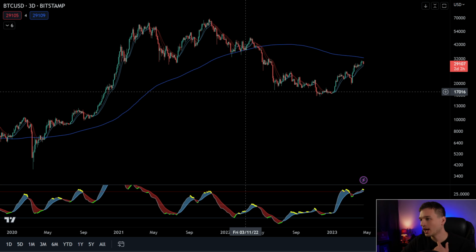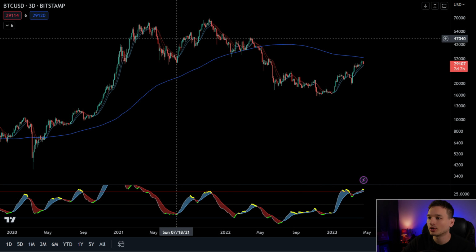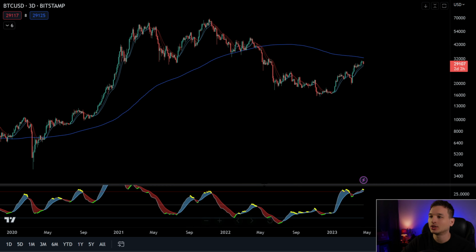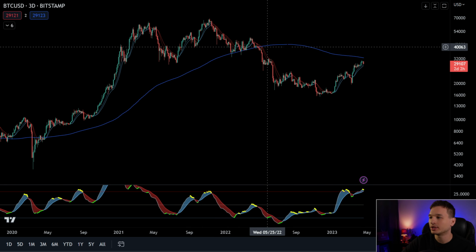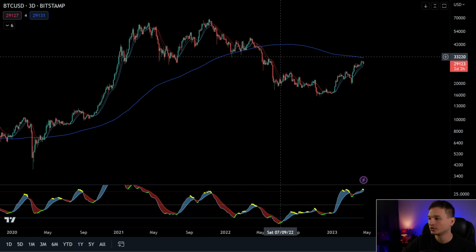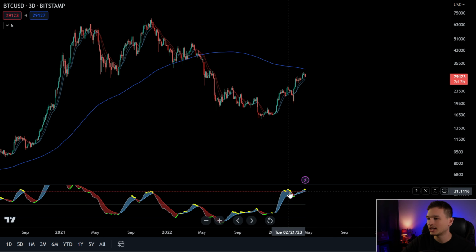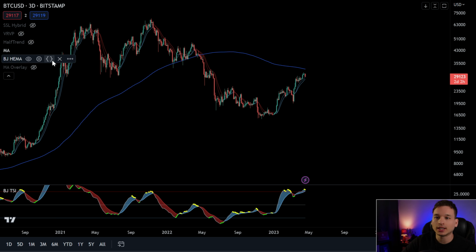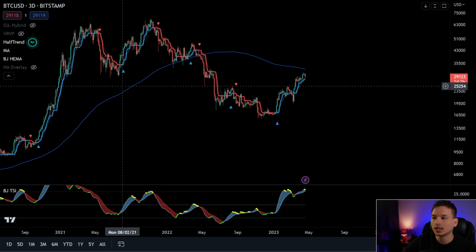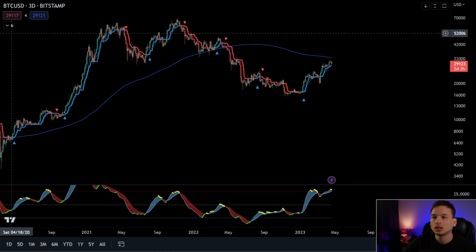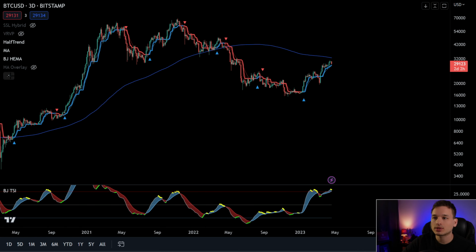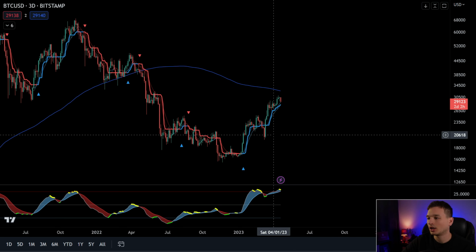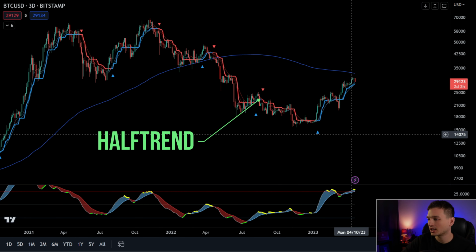So right now on the setup, we have the Bjorgum Multi-MA, which is the 7 and 25, and then we have this moving average right here, which is the 100 moving average, and then the TSI. And actually, one thing I want to bring up too, which is a really good indicator and something that I want to get into a little bit more in depth, is the half trend. So it takes a couple different things into consideration, like volume and things like that.